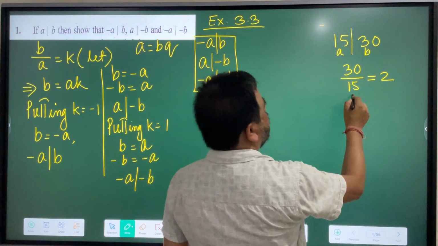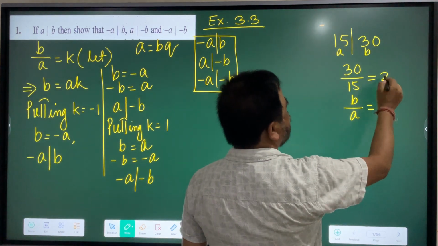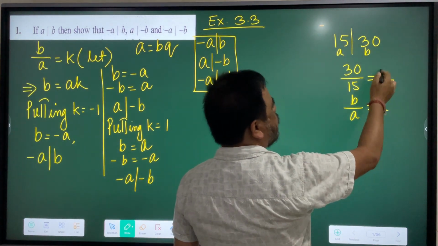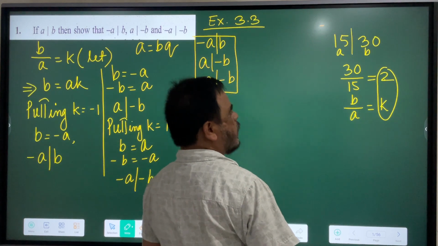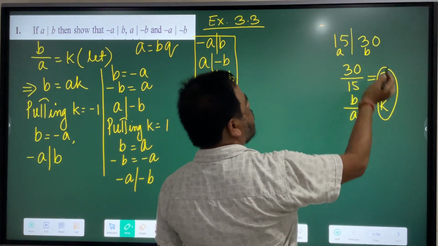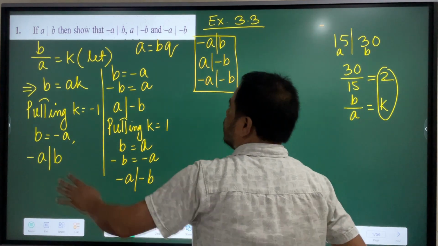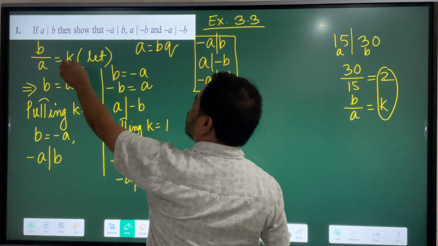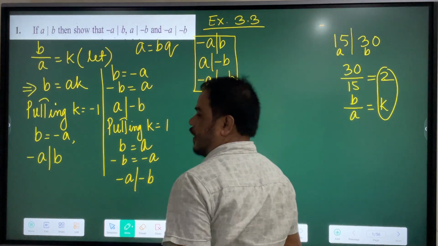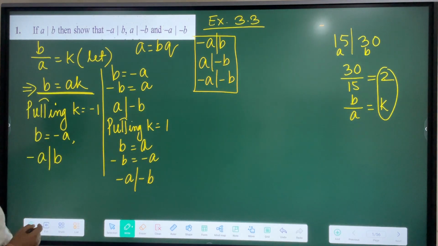That means B by A equals K, where K is an integer, any number. So since A divides B, B by A equals K, just as since 15 divides 30, 30 by 15 equals 2, same meaning. So B by A equals K, so B equals AK. I hope you understood this much.